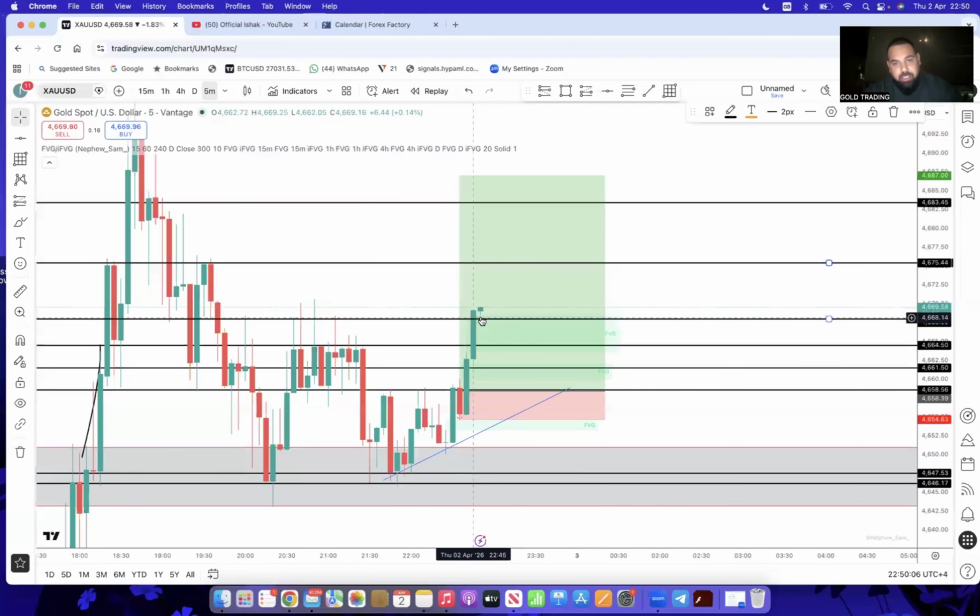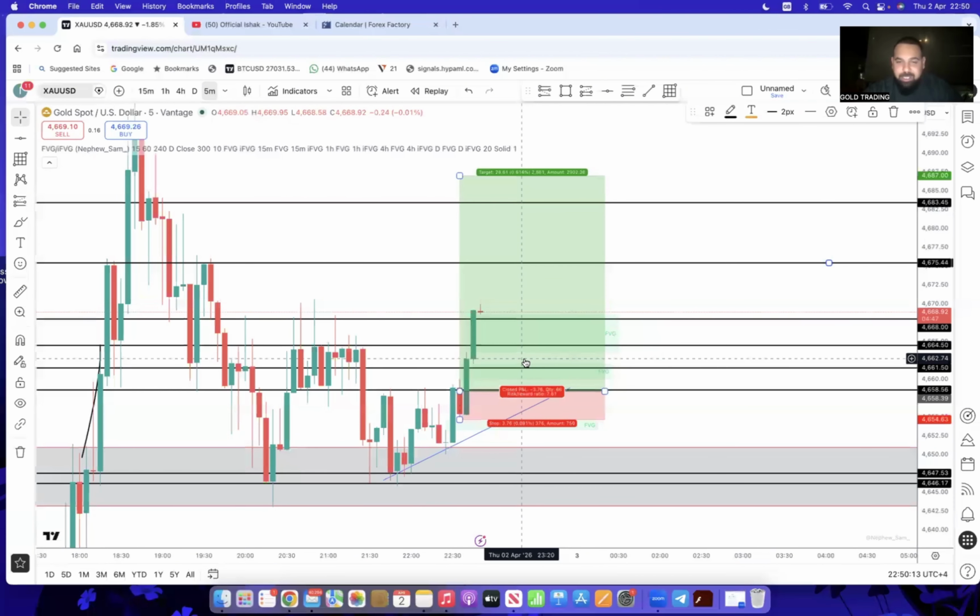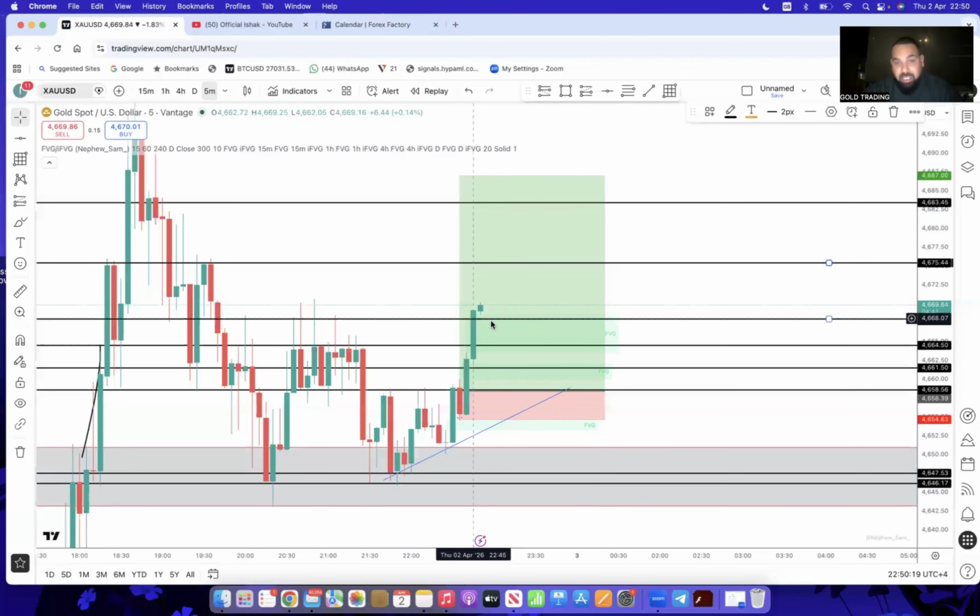Oh, would you look at that? It finished above. Let me just have a look at that. Yeah. Anyway, we'll talk about this later. Right. So that's TP3 done. TP4, just so you guys know, 4675.44. TP5 is 4683. Just FYI.